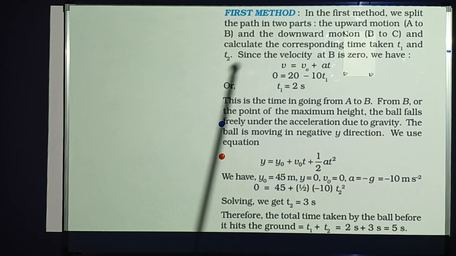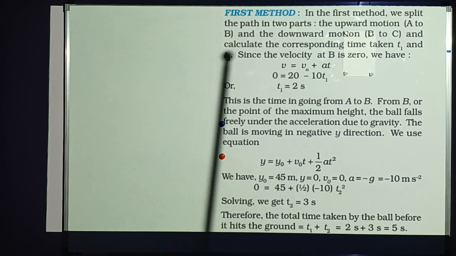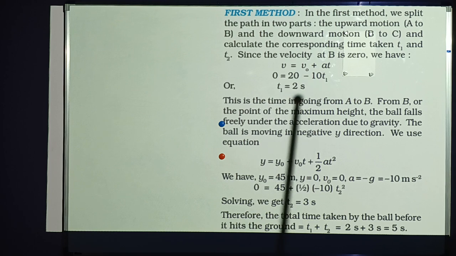First method, analyze the motion in two parts. First part is going from the top of the building to the topmost point where the velocity is 0. So from there I get t1 as 2 seconds. And the second part, using s equal to ut plus half at square, you get t2 as 3 seconds. So the total time is 2 plus 3, 5 seconds.